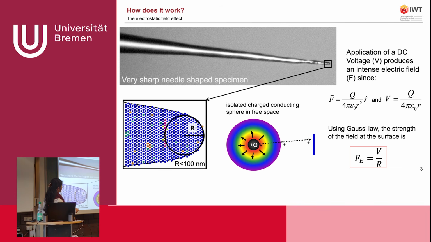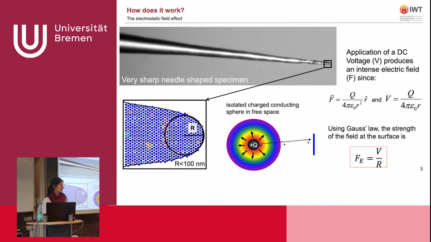So we simulate that our electrostatic field at the end of the sample will be the voltage that we apply to the sample divided by the radius of curvature here, and then of course there are some corrective factors because we don't have a sphere but, let's say, a cone. But this is just the basic principle.